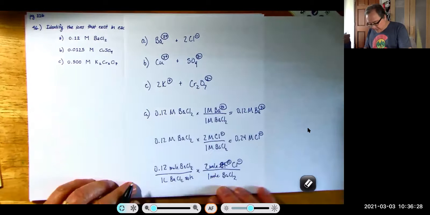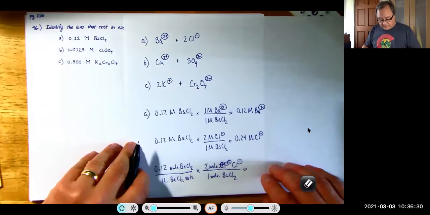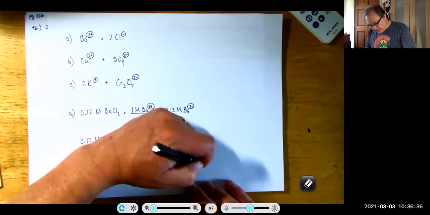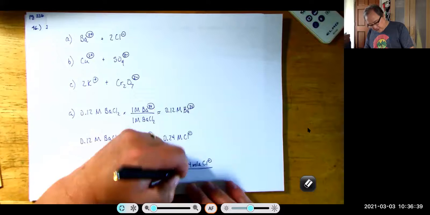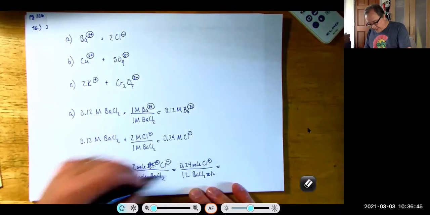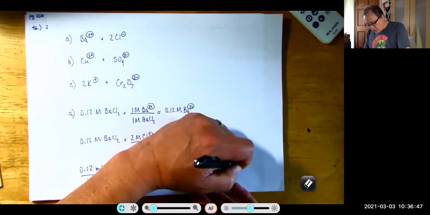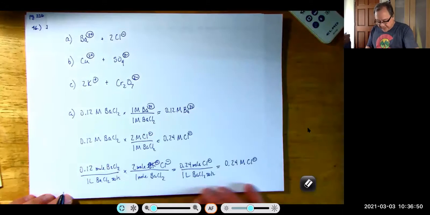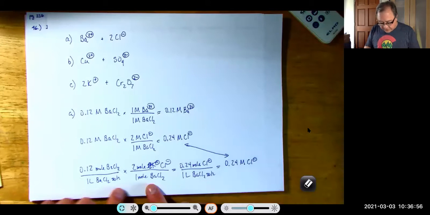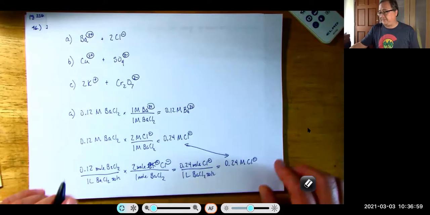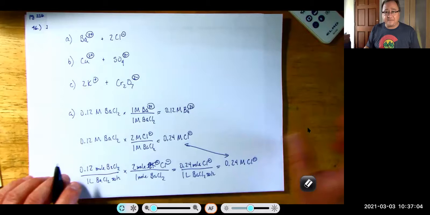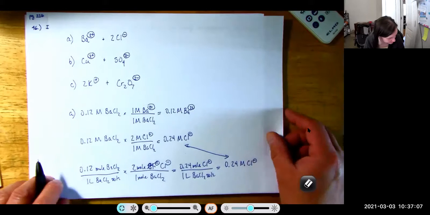And what we would end up with here is 0.24 moles of chloride per 1 liter of barium chloride solution. Another way to write this would be 0.24 molar chloride. So you can see these answers that we get are the same either way. This really shows you what's happening with the solute, and this is more of an abbreviated way of doing it. Okay, any questions about this one? No. Okay, I'm going to move on.